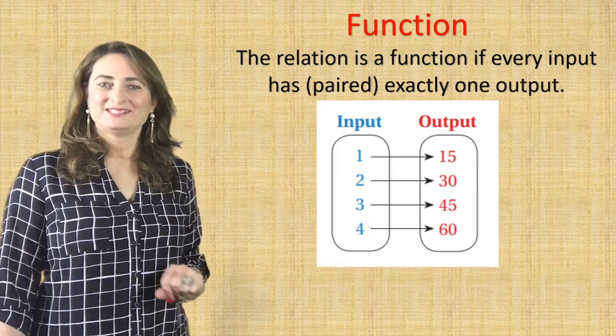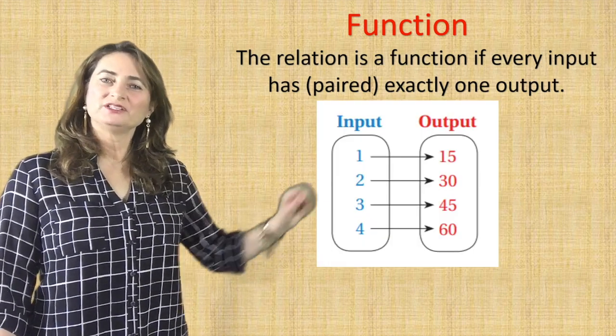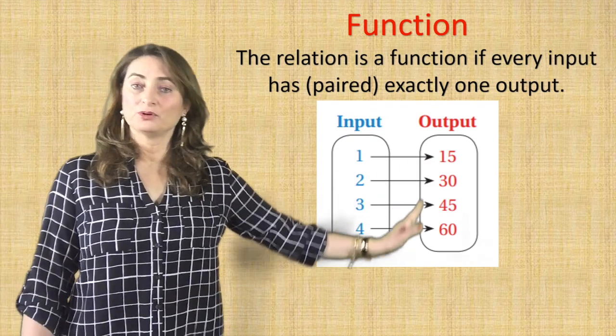Now let's talk about this example of a mapping diagram that shows the relation between the input X and the output Y.